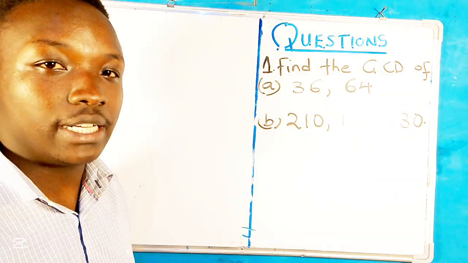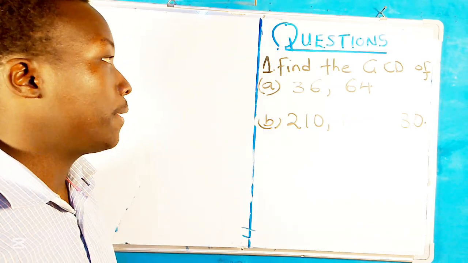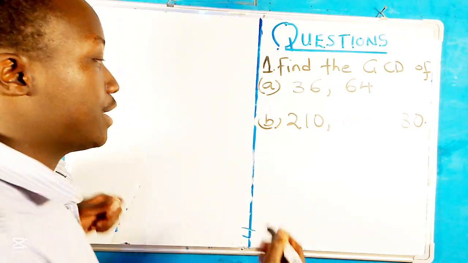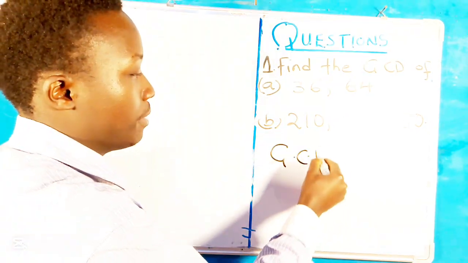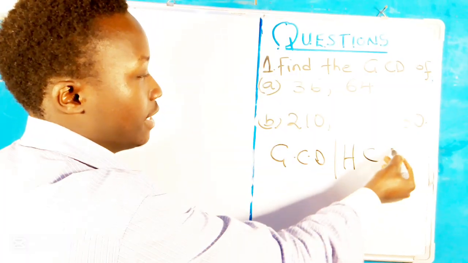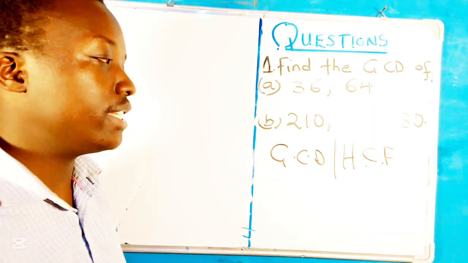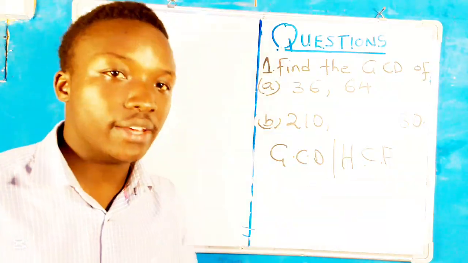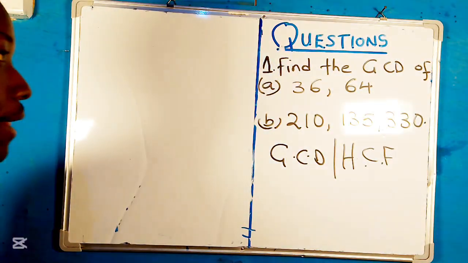GCD simply means greatest common divisor, and another name for GCD is HCF. So when you are told to find the GCD or when you are told to find the HCF, it simply means one and the same thing.